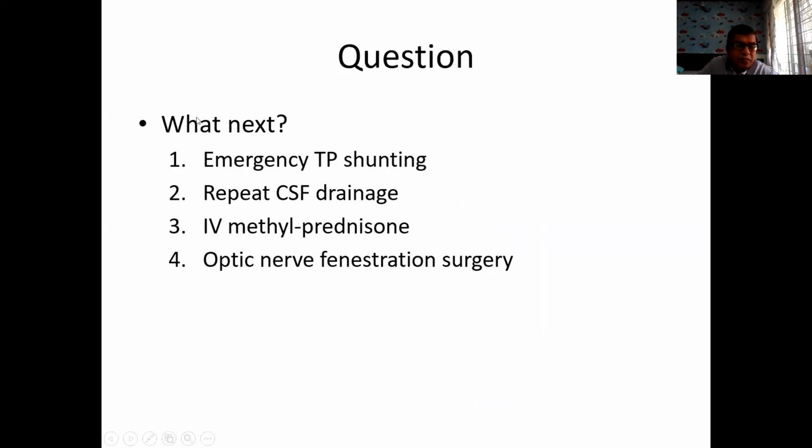So what next do we do? Do we do an emergency TP shunt in this girl? Do we repeat CSF and drain the CSF? Do we give her a shot of steroids so that the vision will not worsen?